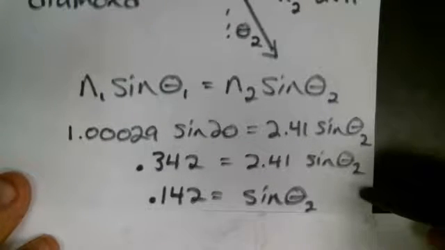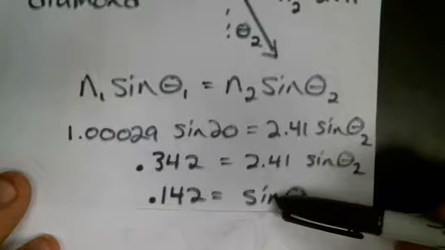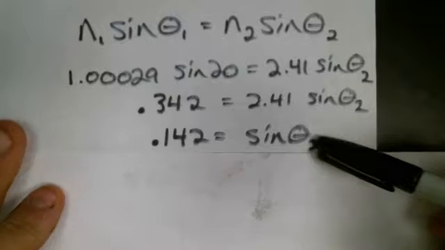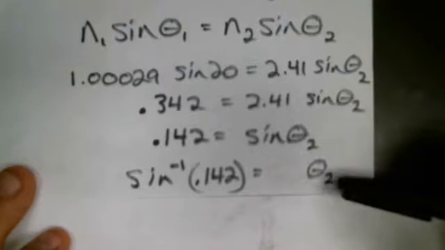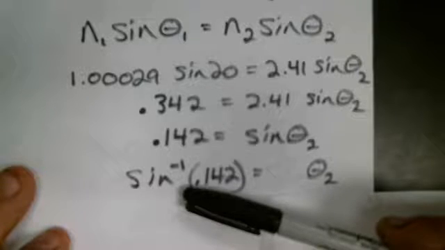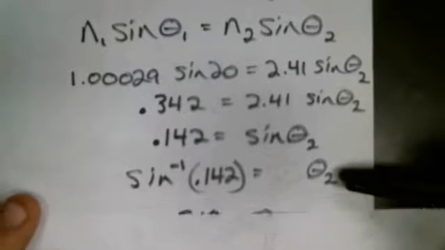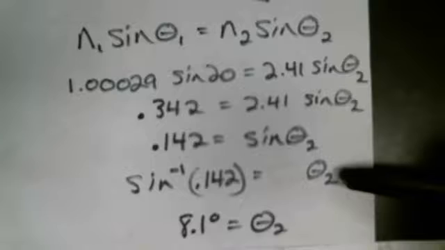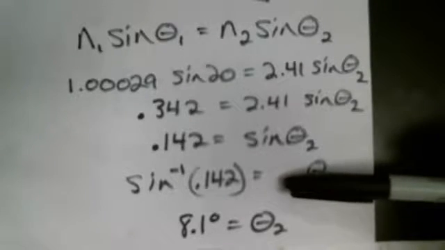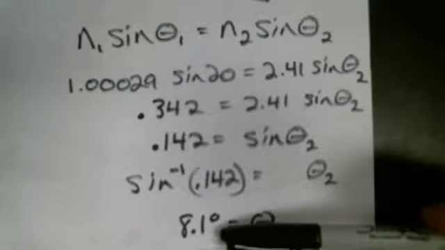sine of theta 2. But we don't want to know what the sine of theta is. We want to know just plain old theta. So we need to do the inverse sine. That's where you have to hit the second button on your calculator. And when we do that, we'll find out the angle is 8.1 degrees. So make sure that your calculator is in the degree mode, otherwise you're going to get a different answer.